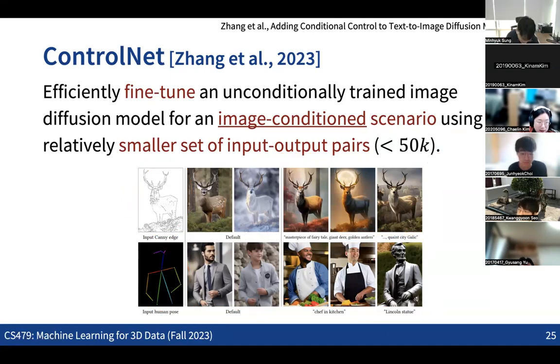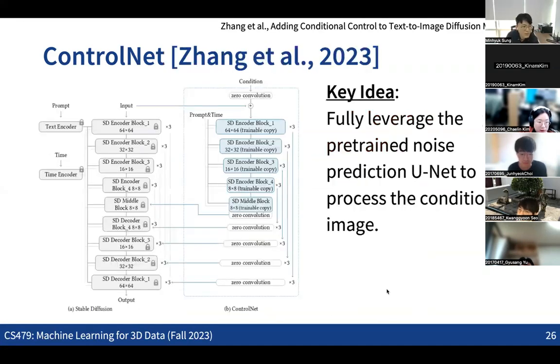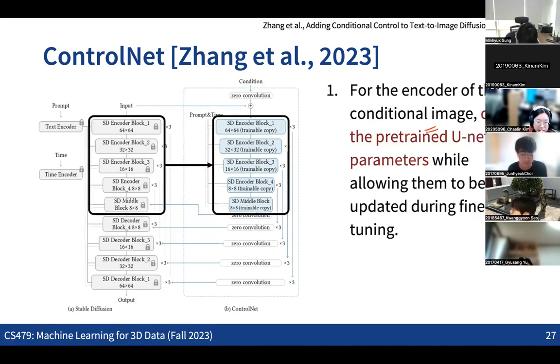So here the key idea is that we are basically leveraging some kind of information which is encoded in the pre-trained noise prediction network, the UNet architecture, in a way that we can process the condition image. So if we briefly go over some of the details in the architecture, we can see that for the encoding, let me see.